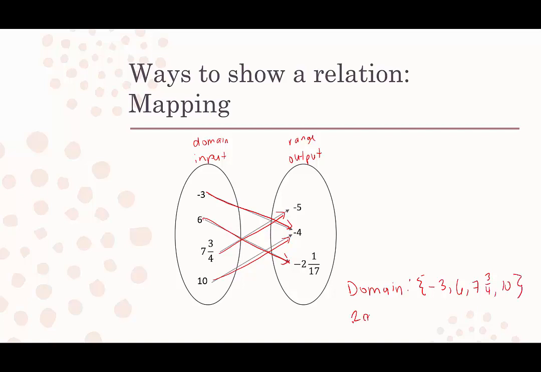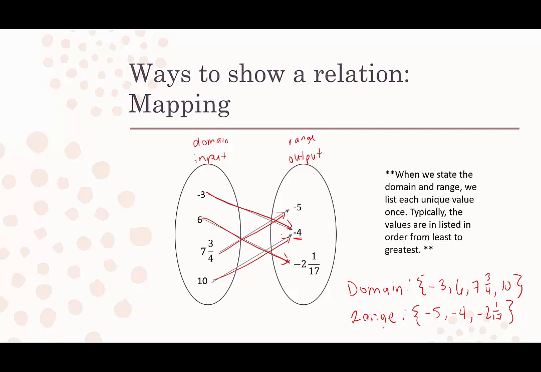And then we do the same thing for the range. So the range, we would open up a set of braces and we would go from least to greatest, which again, with the mapping, we already have that, -5, -4, -2, and 1/17. Now it's important to note, and it's pretty obvious with the mapping, but we only write each unique value once. So even though there were two numbers that mapped to -4, we had -3 mapping to -4 and 10 mapping to -4, we only write -4 once. The domain and the range, we only include unique values once. And then typically values are listed in order from least to greatest. So with domain and range, unique values once in order from least to greatest.